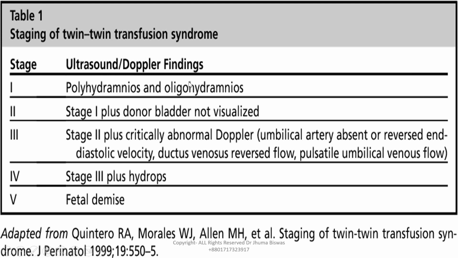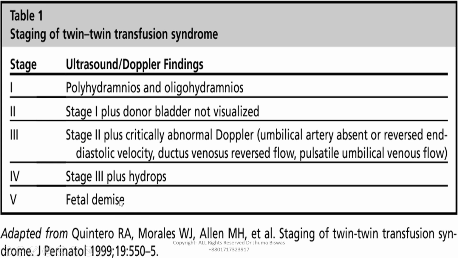So here you can see there are a total of 5 stages. The first one is the problem in the amniotic fluid. So the donor will have oligohydramnios and the recipient will have polyhydramnios. Stage 2 is, along with stage 1, the donor bladder is not visualized. Stage 3 is, along with stage 2, any abnormal Doppler findings. Stage 4 is stage 3 plus hydrops, and stage 5 is any fetal demise.